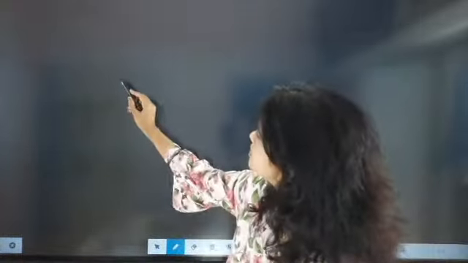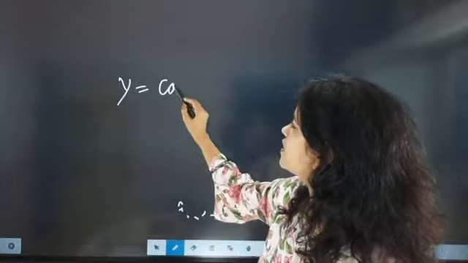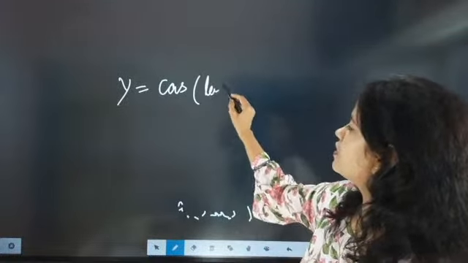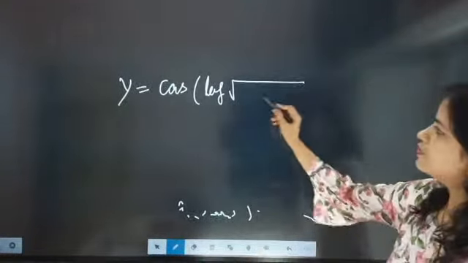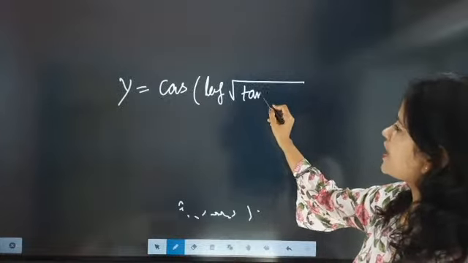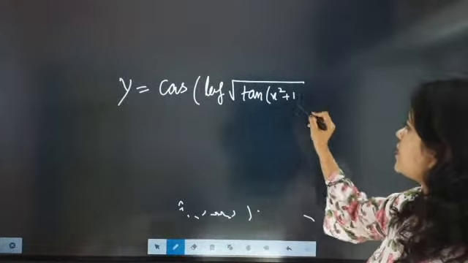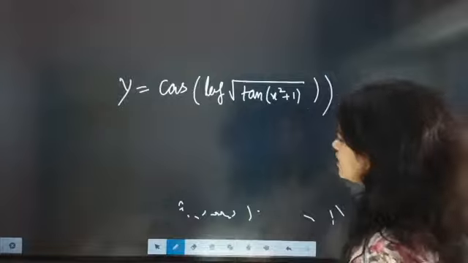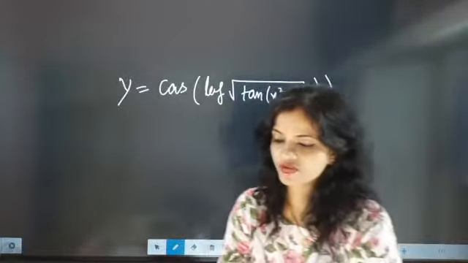So last class, in derivatives, I promised you some very interesting questions I am going to solve. And I promised you how to solve this question: cos of log of root of tan of x square plus 1. If somebody gives you this to differentiate, how are you going to differentiate?